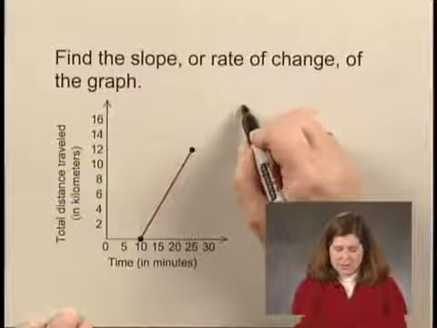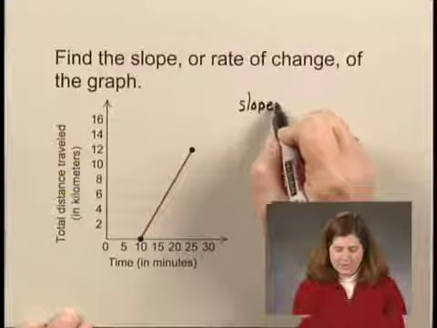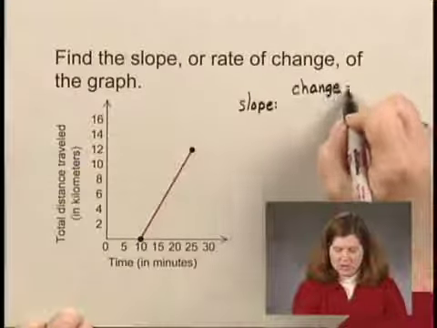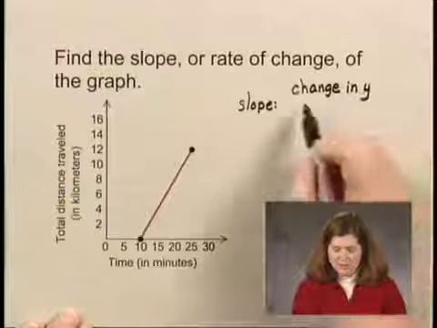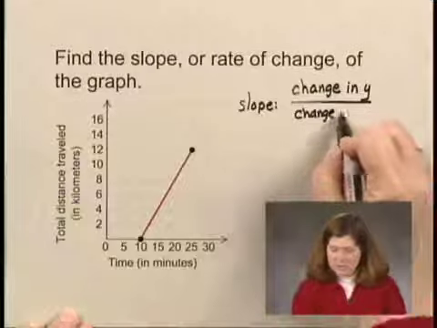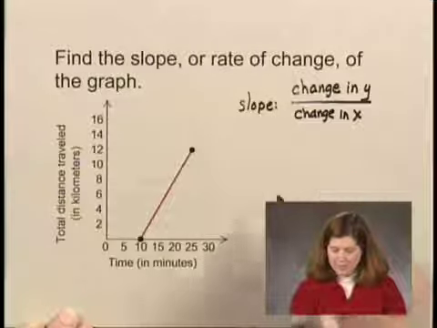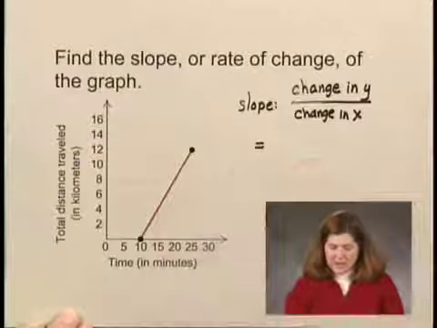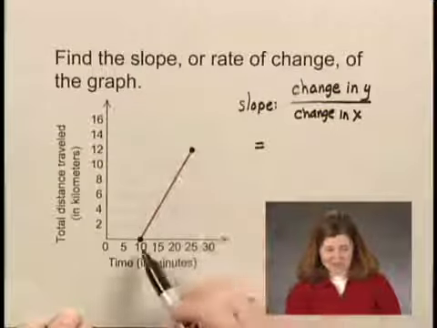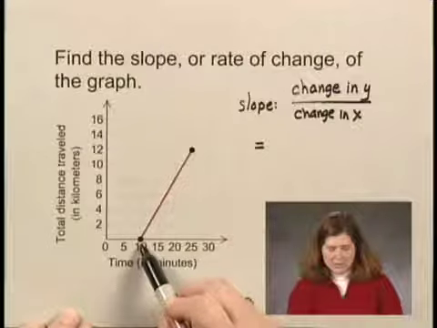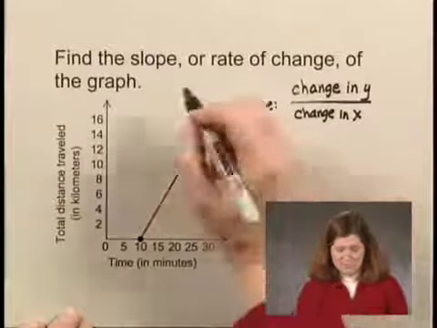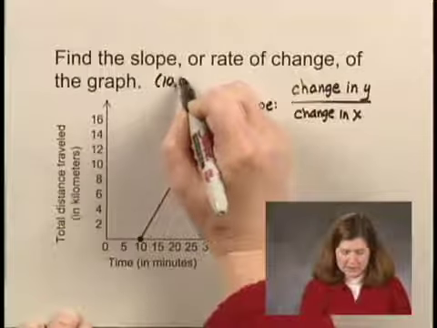So to find the slope, we want to use the idea of the change in y, or the change in the vertical direction, over the change in x, or the change in the horizontal direction. And for that, we need to find 2 points on the line. Well, the 2 points are given, obviously: the point (10, 0) and the point (25, 12). I'll write those points up here so it's easier to see.